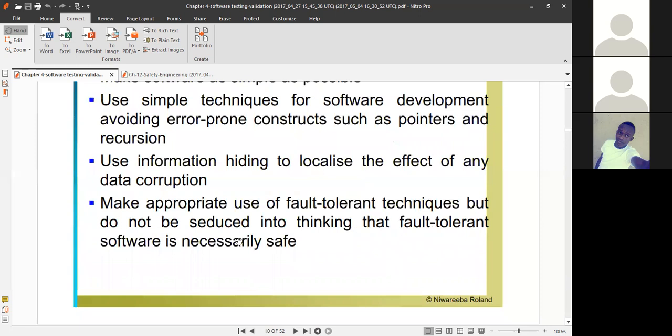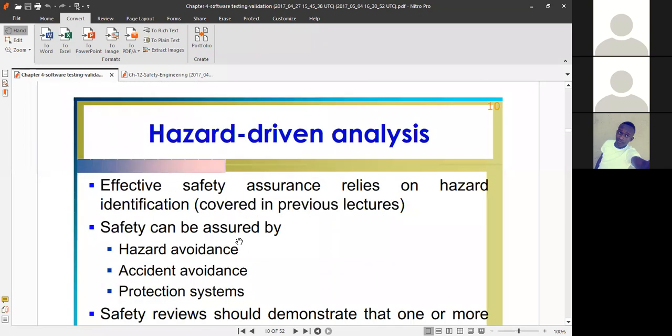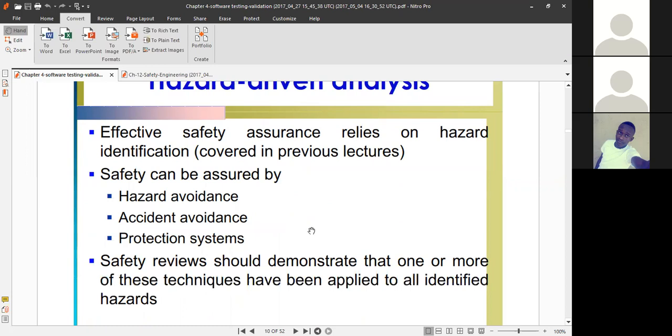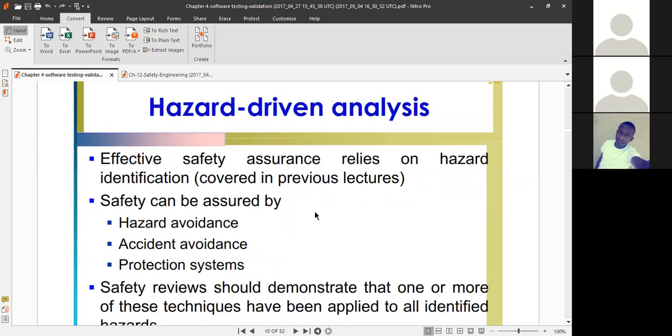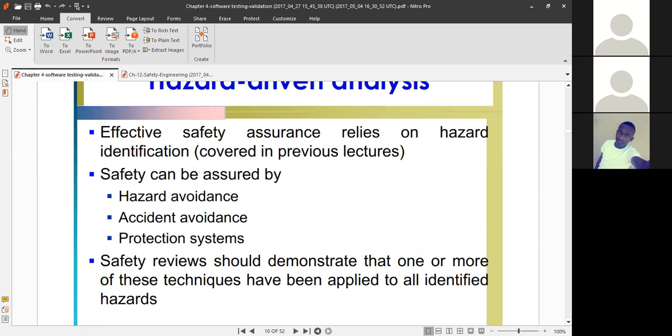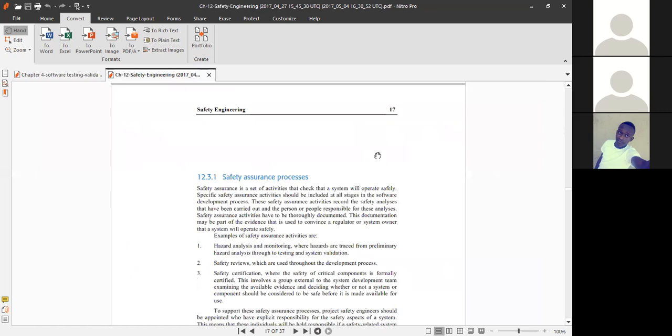Effective safety assurance relies on hazard identification. Safety can be assured by hazard avoidance, accident avoidance, and protection systems. Safety review should demonstrate that one or more of these techniques have been applied to all identified hazards. So hazard driven analysis, remember, those are all under the activities in safety assurance. There are also safety assurance activities: hazard analysis, safety reviews, safety certification.